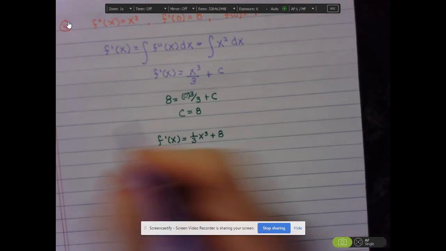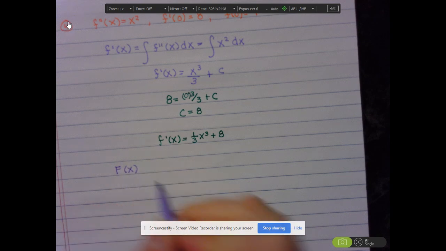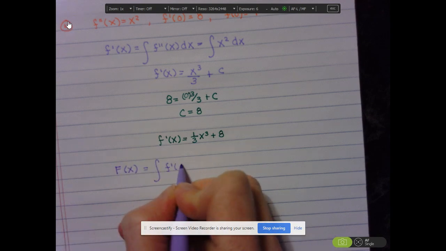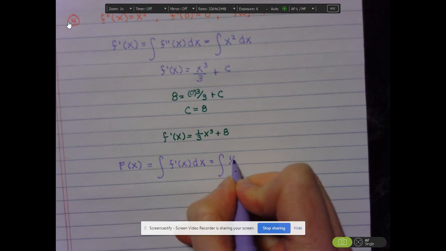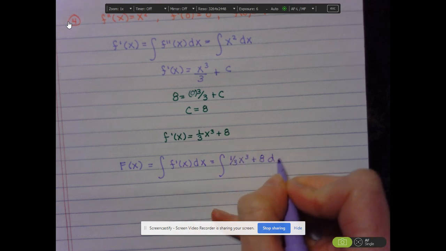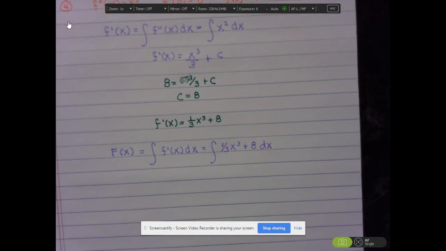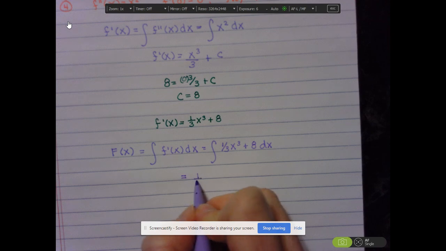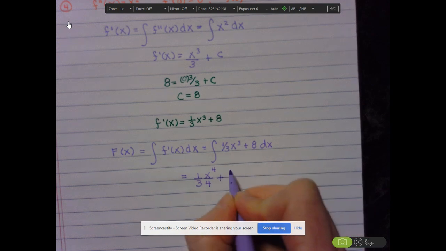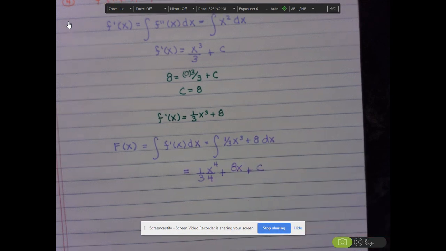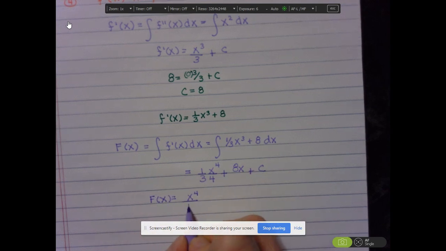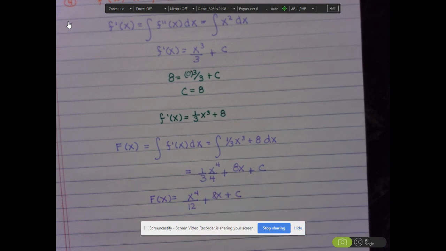So back to the drawing board to find that original function, the antiderivative. I'm going to integrate the first derivative, which means I'm going to take that 1/3 x cubed plus 8, and we'll integrate it. So that means I've got this 1/3, add 1 to the exponent, divide by that. 8 is just a constant, so the antiderivative of that would give me 8x. And then you've got another plus c. So our general solution, x to the 4th over 12 plus 8x plus c.